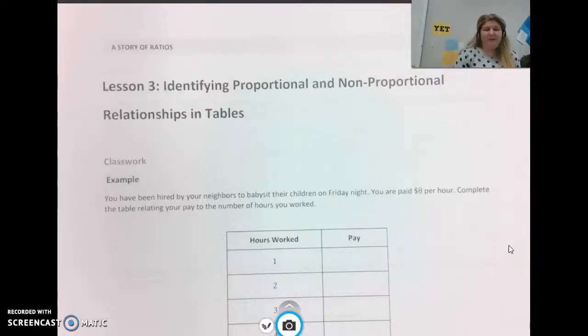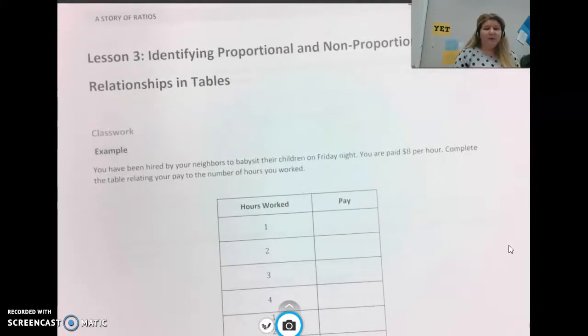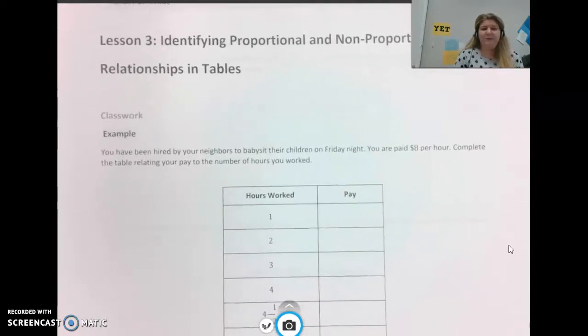Today we're going to look at Lesson 3, Identifying Proportional and Non-Proportional Relationships in Tables. So we start with an example. You've been hired by your neighbor to babysit their children on Friday night. You are paid $8 per hour. Complete the table relating your pay to the number of hours you work.